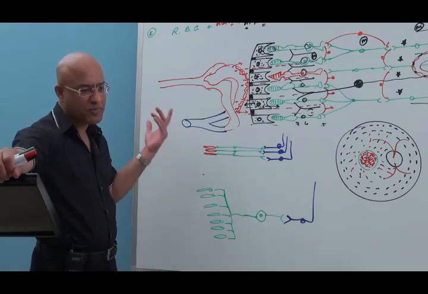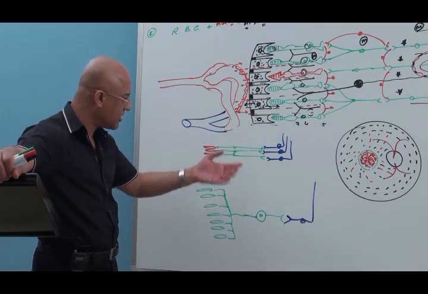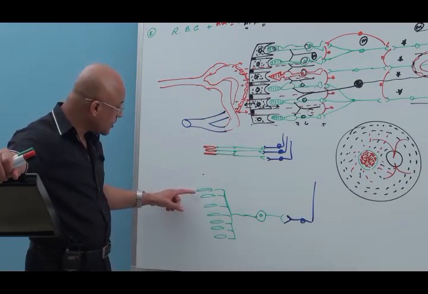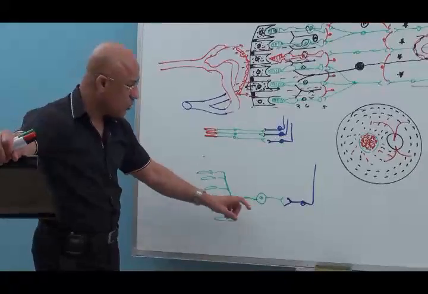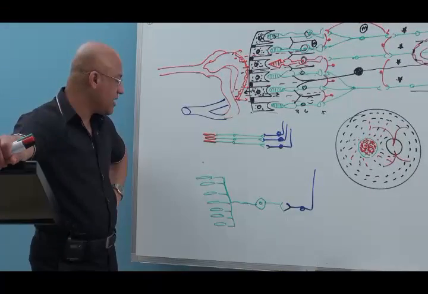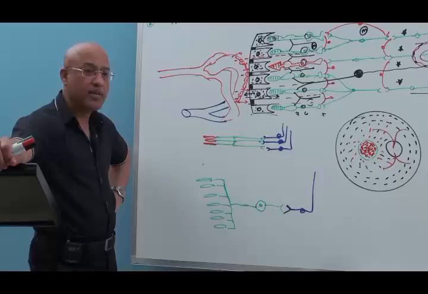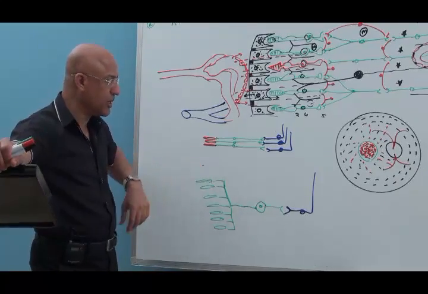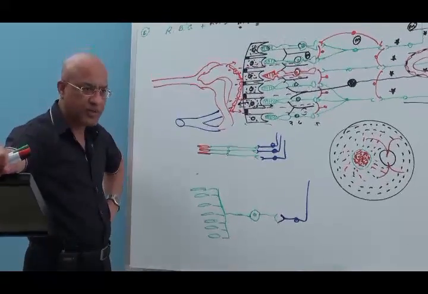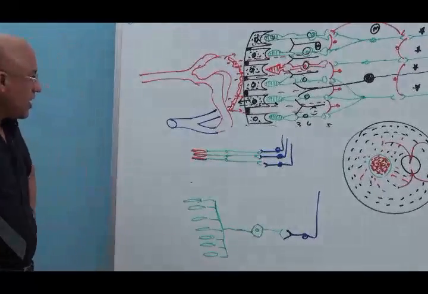And many rods can connect to one bipolar cell. So these are multiple rods connected with one bipolar cell. Now this anatomical arrangement produces some functional differences. Number one is, what do you think?